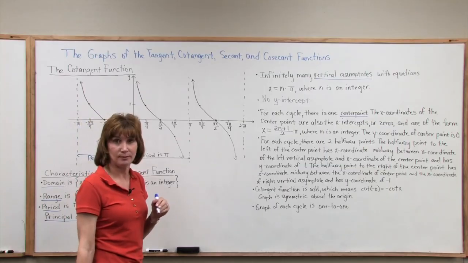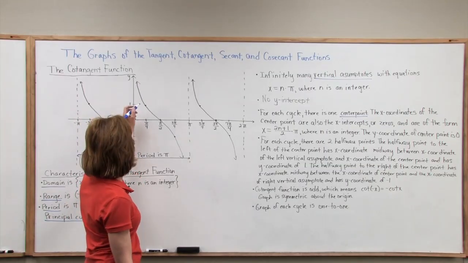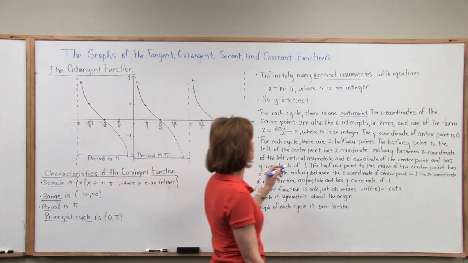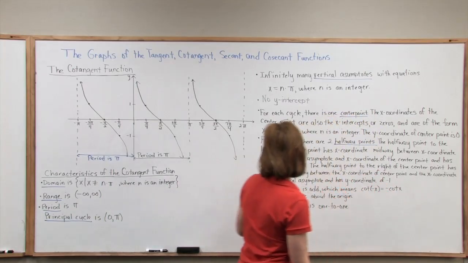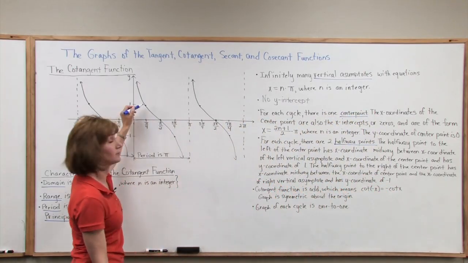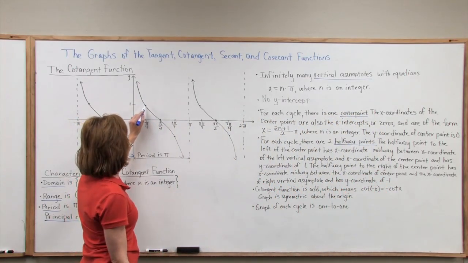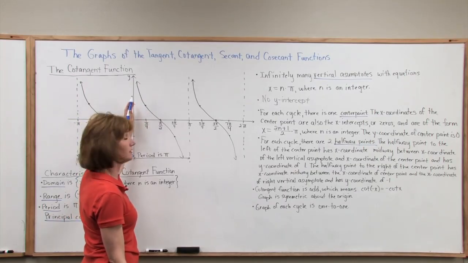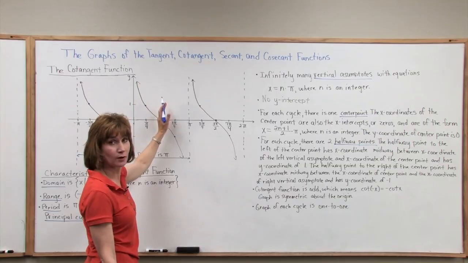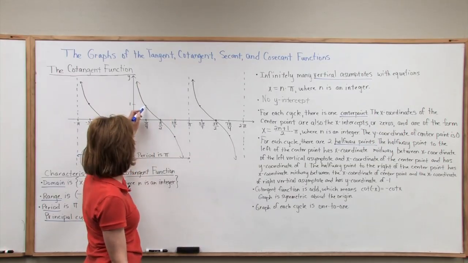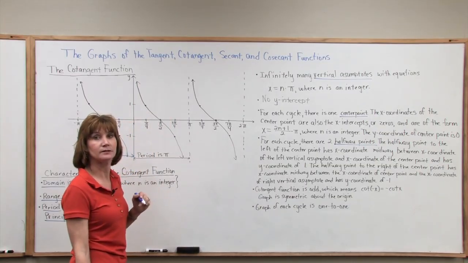Now let's look at the halfway points for each cycle. Let's look at the halfway point to the left of the center point. Let's look at this one. The x-coordinate of this halfway point is located midway between the left vertical asymptote and the x-coordinate of the center point, and the y-coordinate of that halfway point is 1.